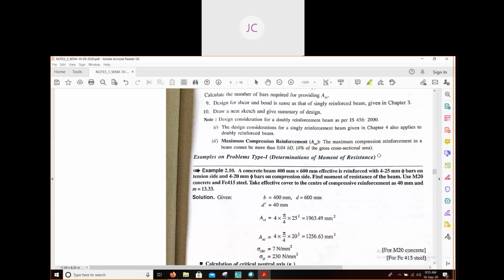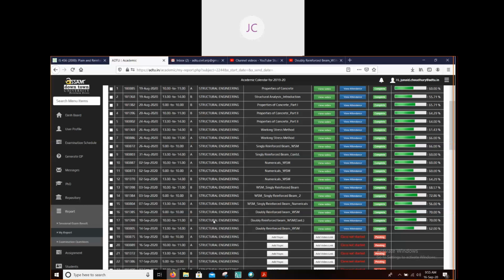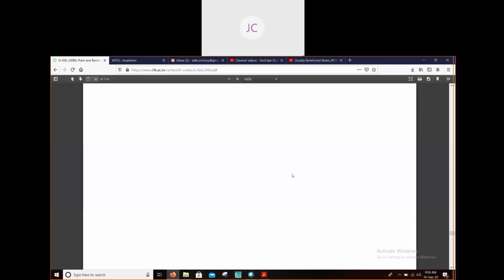Gross cross-section area means the total area of the beam. B into D, where 0.04 means 4%, and B into D means the total gross cross-section area. B means the width of the beam, capital D means the total depth of the beam. So B into D will be the total cross-section area, and the area of compression reinforcement cannot be more than 0.04 times BD. Now you go to IS 456.